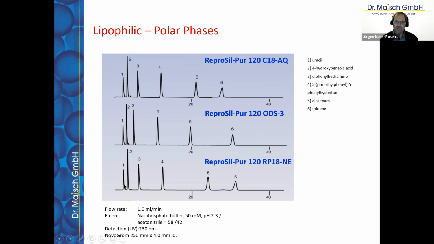What we're seeing here is that for the more polar phases, the AQ and the not end-capped, we have slightly more space between the peaks. We see more baseline. So what we are seeing is that the hydroxybenzoic acid takes these additional polar interactions from these 2 phases to get more retention.